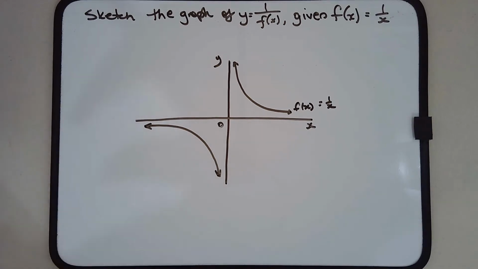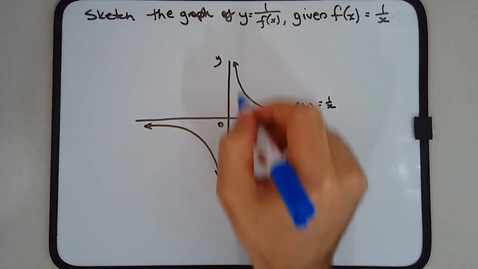So the horizontal asymptote's not really the issue here. It's actually the vertical asymptote. What happens when you take the reciprocal of the vertical asymptote? So in other words, what happens here?